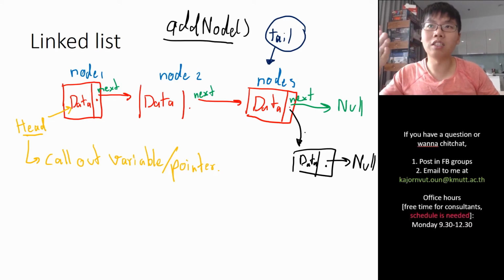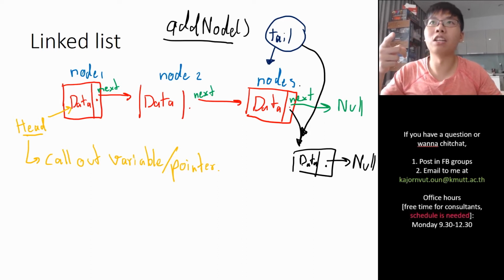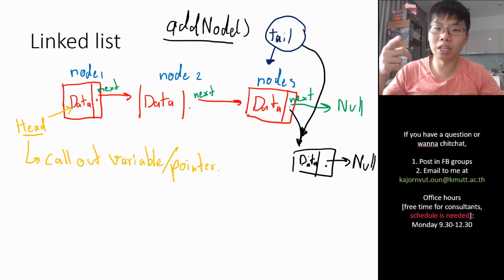Then what does it do later on? It changes tail to point to this node again. So basically the big O of this one is going to be just 2. Okay, you change the next pointer of the last node to point to the new node, and then you change the tail pointer to point to the new node as well.